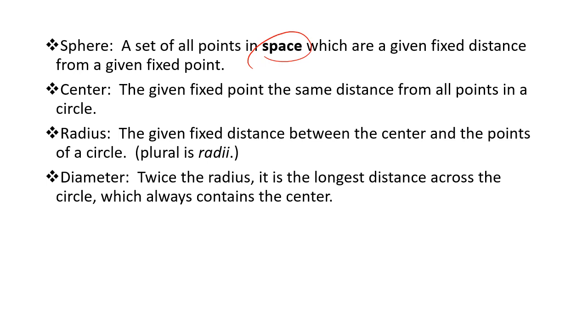These other three terms, the center, the radius, and the diameter, they're all the same, but you have to think about how they're now going to be different in the context of being in space. The center doesn't really change. The center is a point. So a point on a plane or a point in space is still just a point. So you don't have to worry about that.